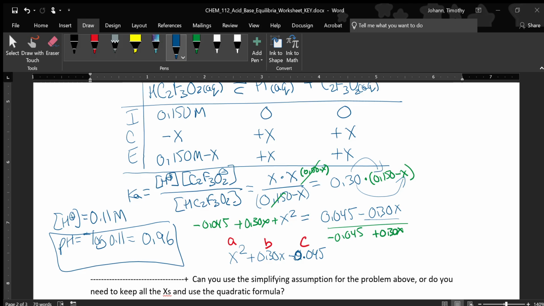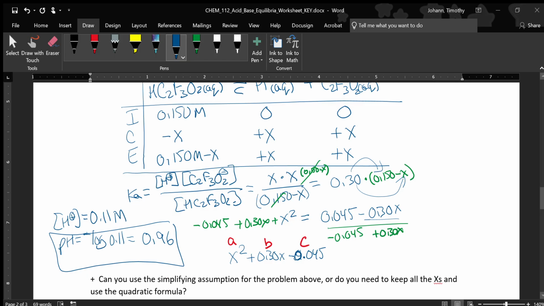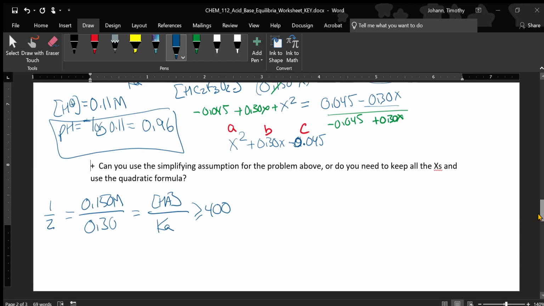All right, so you need to be able to set up an ICE table. You need to be able to recognize whether you can use the simplifying assumption or not. You will not need to do the quadratic formula on a test or something like that. But if you ever need to, you can either look it up and do it, or you can just use some online calculator like I just did. All right. So we answered that we can't use the simplifying assumption.